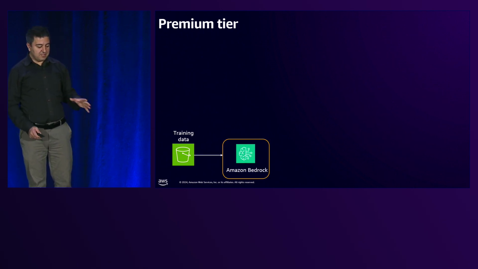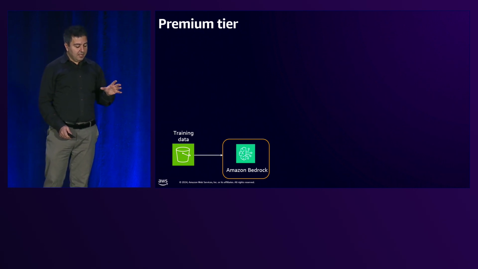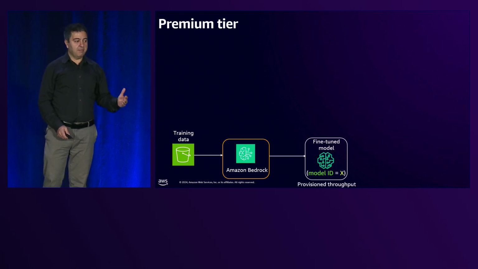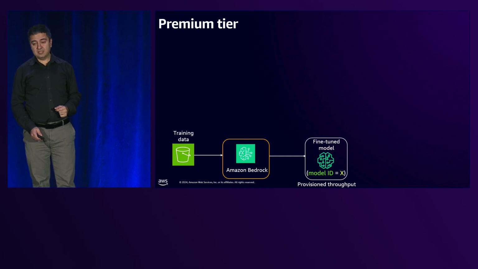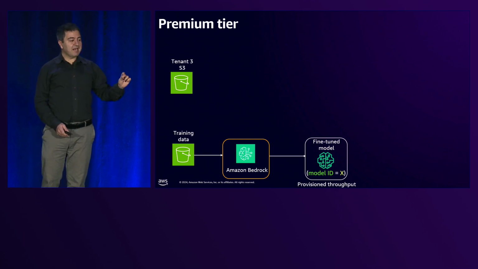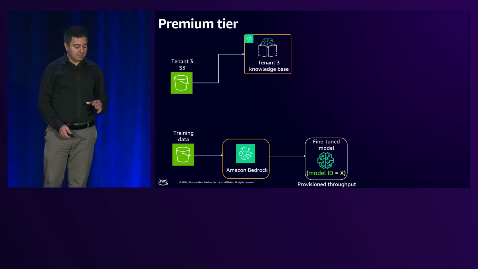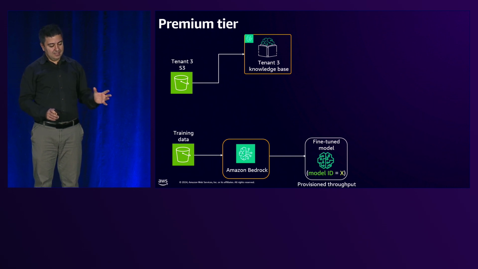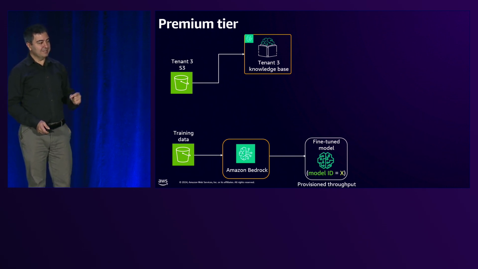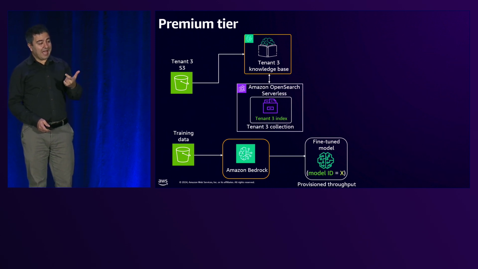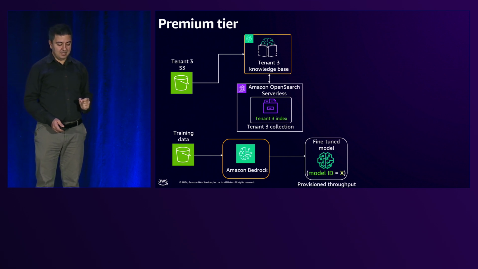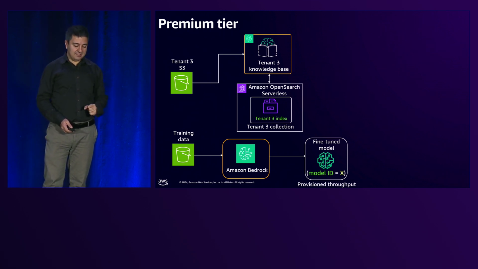First, we use training data to fine-tune a model using the Amazon Bedrock customized model. We have a fine-tuned model for this tenant. Now for the RAG portion of the solution, again, we have data, put into the knowledge base. This is probably more the data with the dynamic nature. We have a dedicated OpenSearch serverless collection for each tenant, and we have an index inside that.